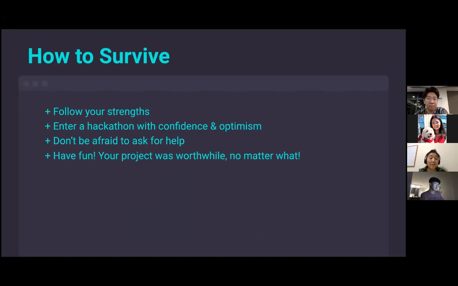And you also met a bunch of cool people that you can talk to for the rest of your university career. And yeah, again, as sappy as it sounds, enter a hackathon with confidence and optimism. Just be open to meeting new people, to trying new things and solving different problems in ways that you might never have looked at before. And again, don't be afraid to ask for help, whether that be from a person, from an online mentor, or Google. They're all there to help you out.